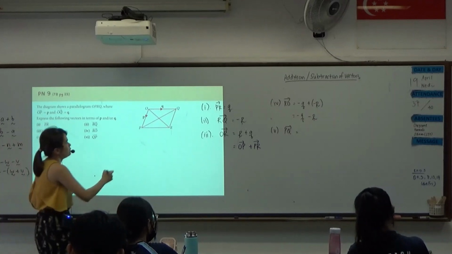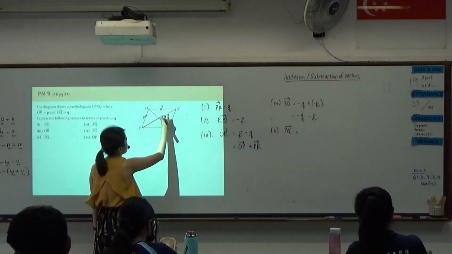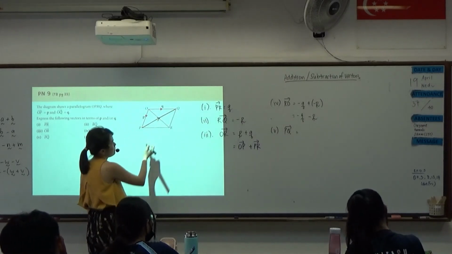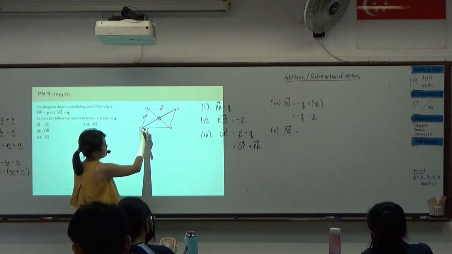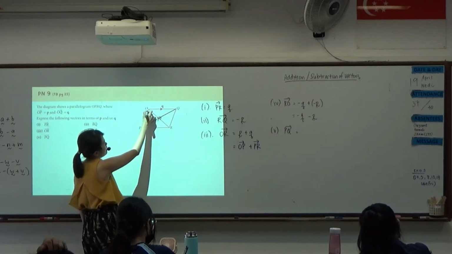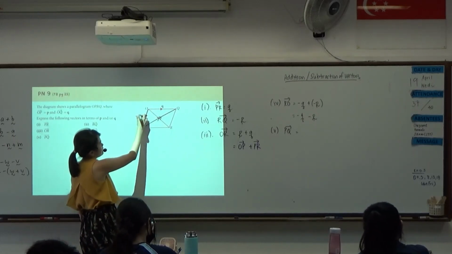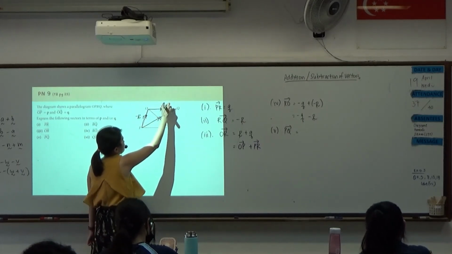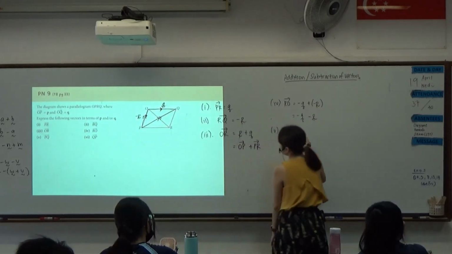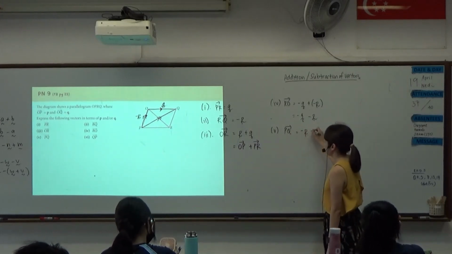For PQ, from P to Q, it is in this direction. One pathway that we can take is maybe you can go upwards. You can go in this negative direction, so negative P followed by Q itself, and therefore PQ will be negative P plus Q.